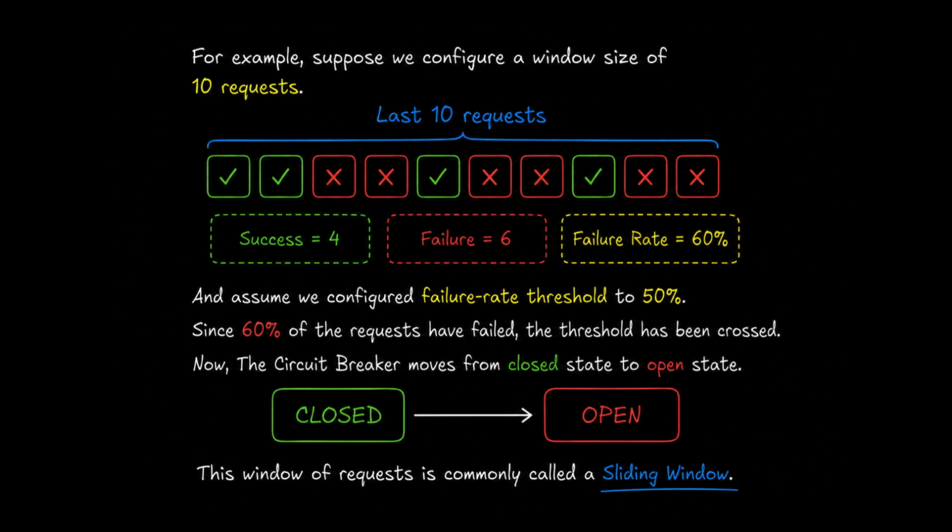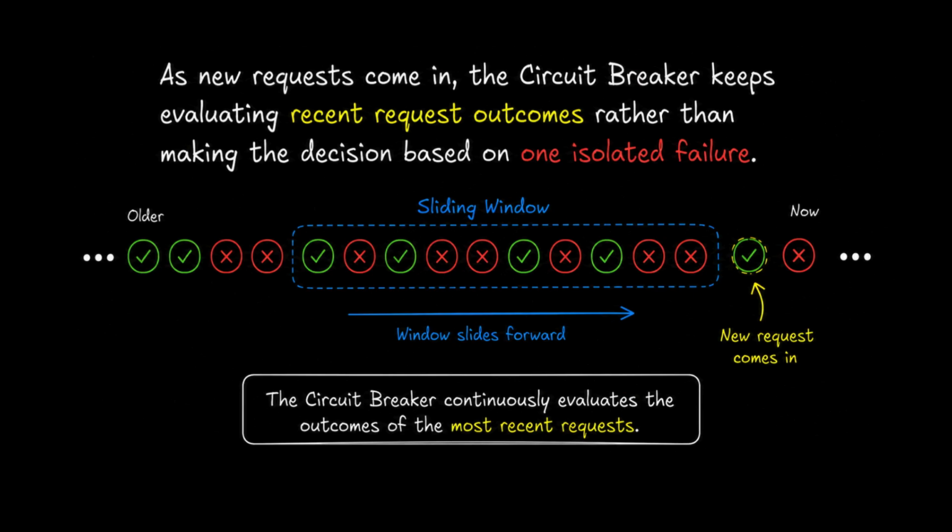This window of requests is commonly called a sliding window. As new requests come in, the circuit breaker keeps evaluating recent request outcomes rather than making the decision based on one isolated failure.